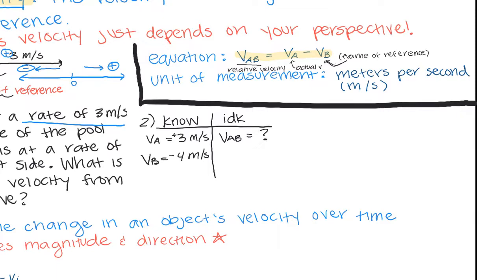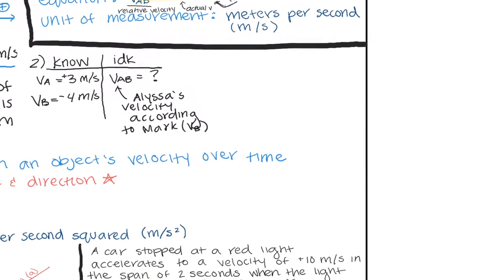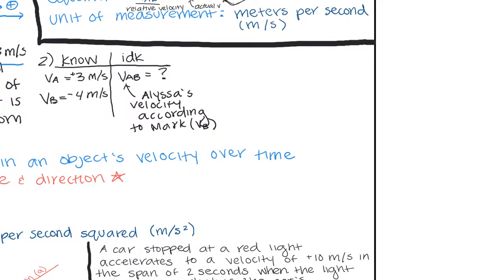In other words, what is Alyssa's velocity according to Mark? And I'll put parentheses: Mark's velocity is VB. Okay, so now that we've got that, we've got step number 2, let's write out our equation. Our step number 3 is form our equation.